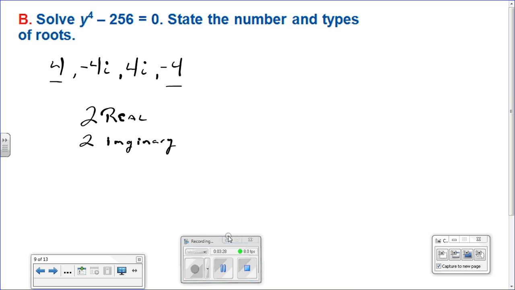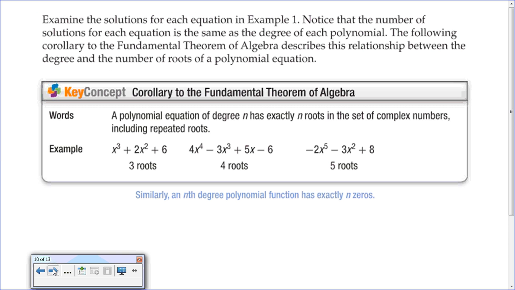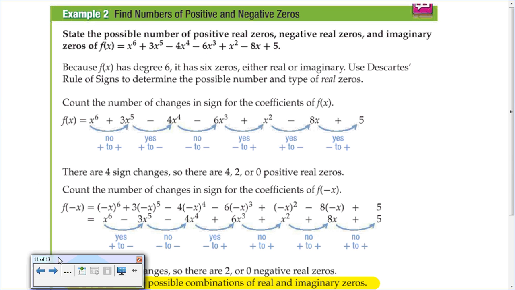Okay, now back to our lesson. The next thing we're going to talk about is that sometimes the calculator won't help you with some of these roots. So, the fundamental theorem of algebra, this is the corollary, and what it says basically is the degree of the equation tells you how many roots there are. If it's a third degree, you're going to have 3 roots, fourth degree, 4 roots, and so on. Understand also that sometimes these roots are repeating roots. You might have some of the same number.